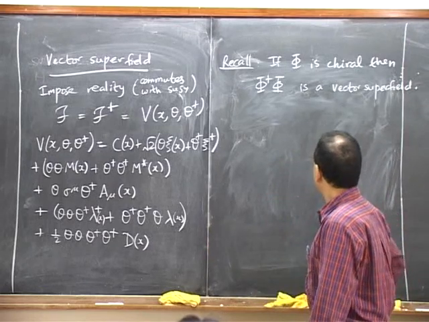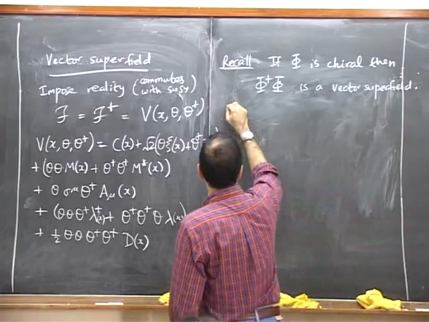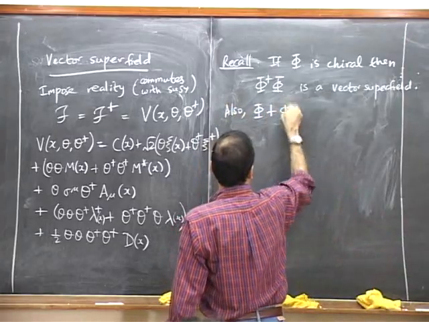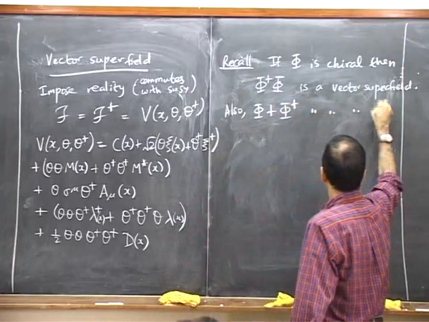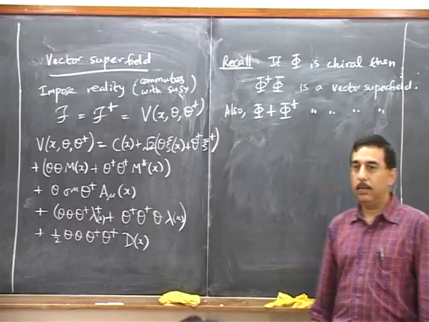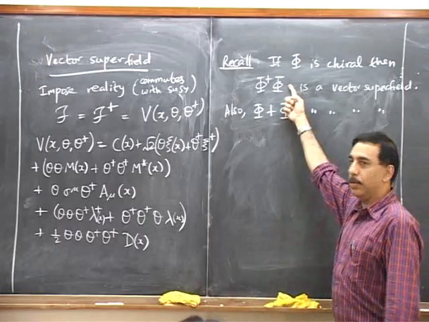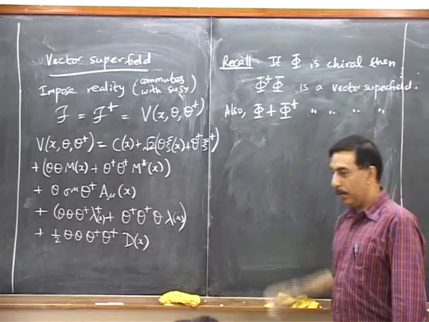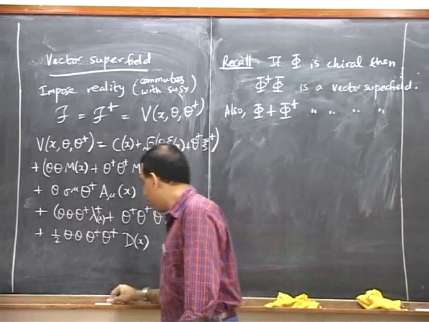And here's another example. I just take this and add it to this. This is also a vector superfield. It's another way of making something real. Okay. This one we've used. We saw that it's a kinetic term. This one we haven't used yet, but we are going to understand what use it is.